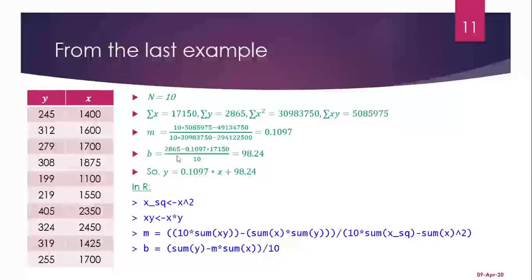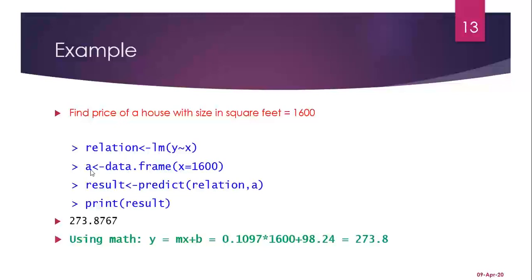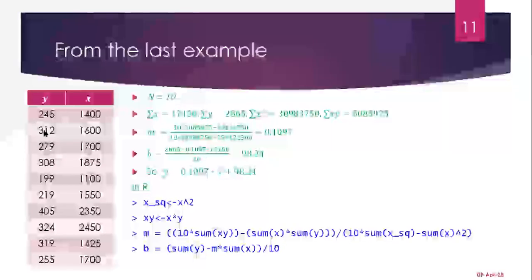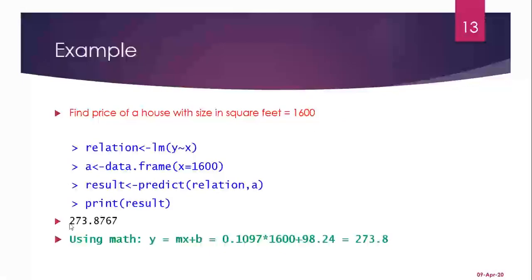So now I create a variable x is equal to 1600. This is how you create the variable, data.frame, and result is equal to predict(relation, a), this relation from the lm function that we got earlier, comma, this data a. And now this is how we print the result. Printing it, we get 273.87. The original value was 312, but we get 273.87.